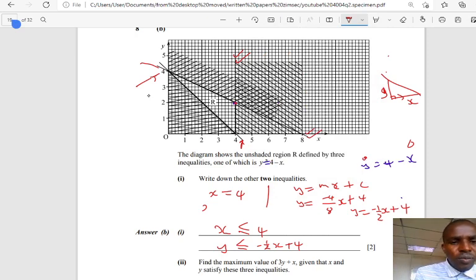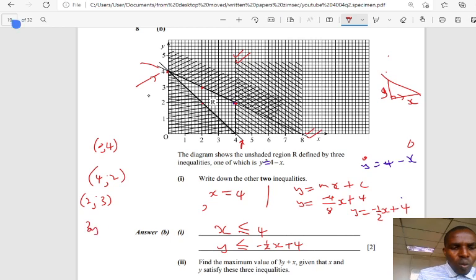x is 4, y is 2. And this one is 3y plus x, which means y must have the largest possible value. Then this one can also be taken, this one is (4, 0). Can it give us the largest possible value? This one can't give us. We can try (2, 3) here. x is 2, y is 3, for 3y plus x.